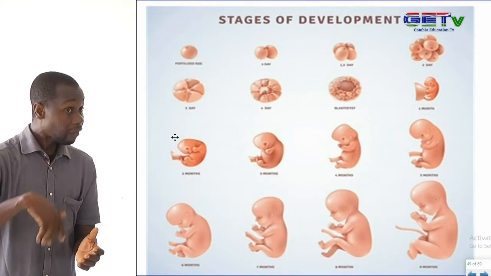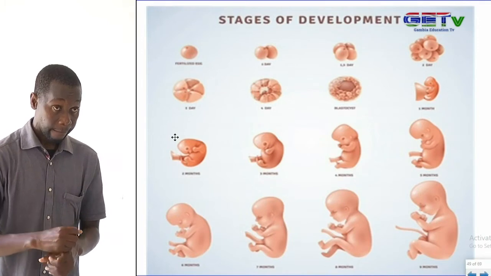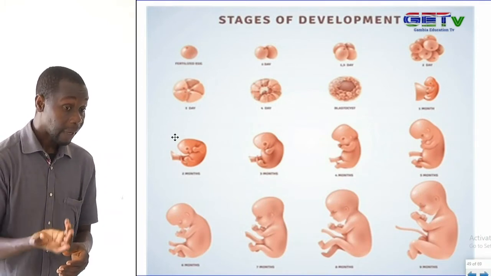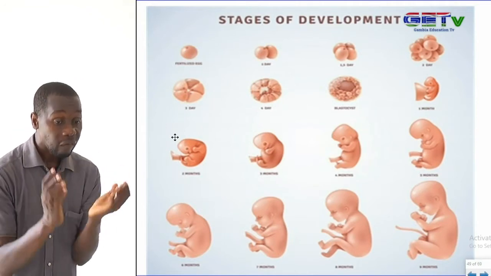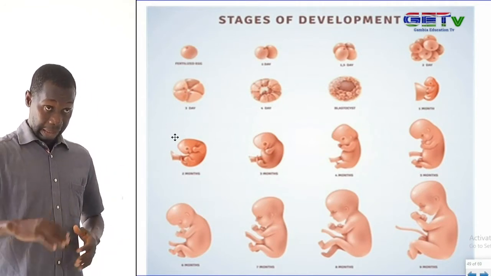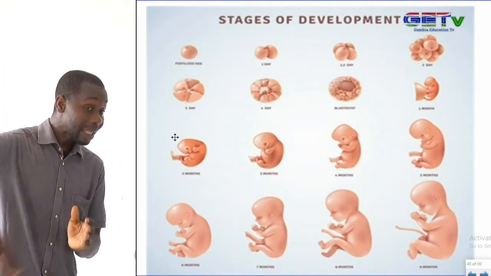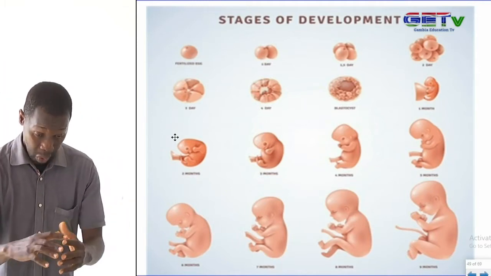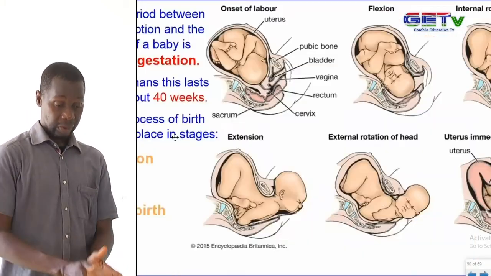From the ball, tissues begin to form, and by around the 12th week, a fully formed baby is formed. So what is left now is for the baby to grow. You can see the stages, and the last picture at the bottom is a fully grown baby that is ready for delivery.